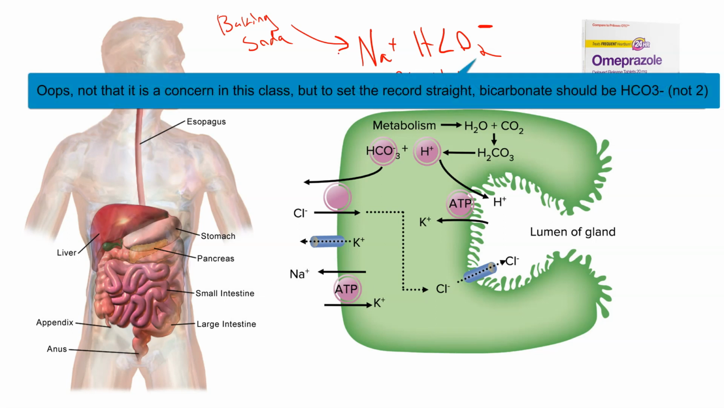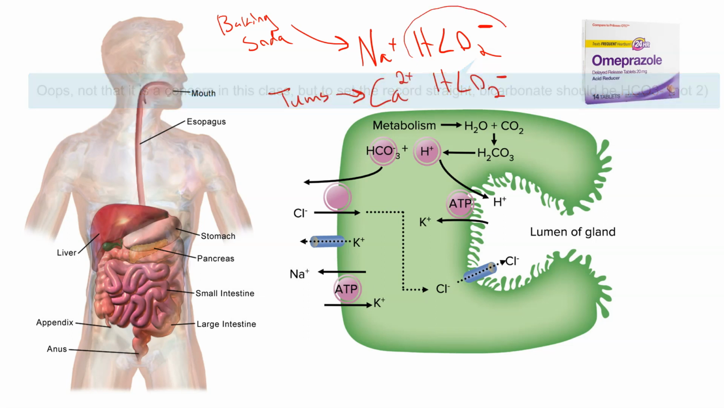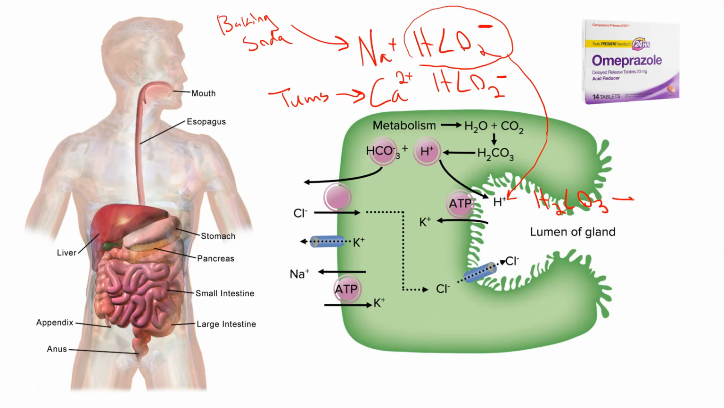Okay, and what happens is this particular molecule right here, because it has this negative charge, goes and binds to the hydrogen ions, and then it makes carbonic acid, H2CO3, and then that will then dissociate into water and carbon dioxide. So effectively, you're taking hydrogen ions out of the stomach, and you're making instead CO2 and water.